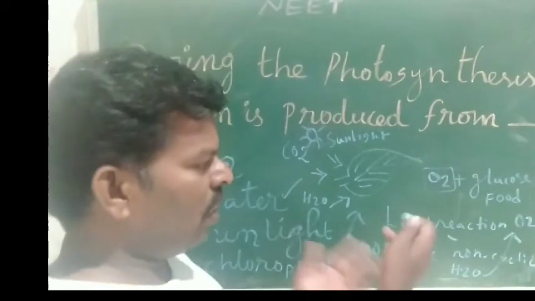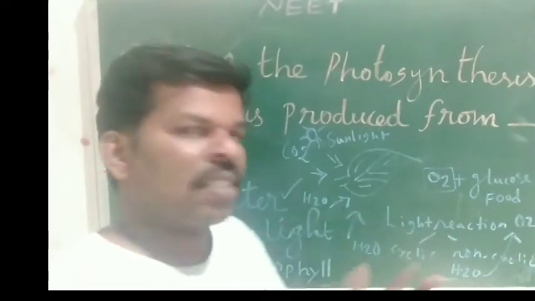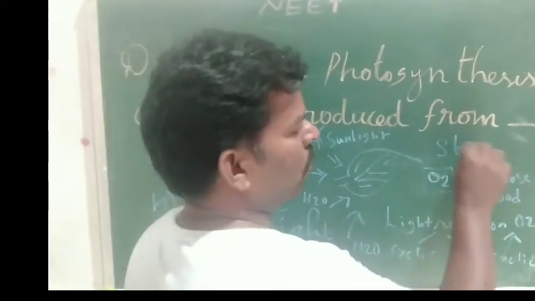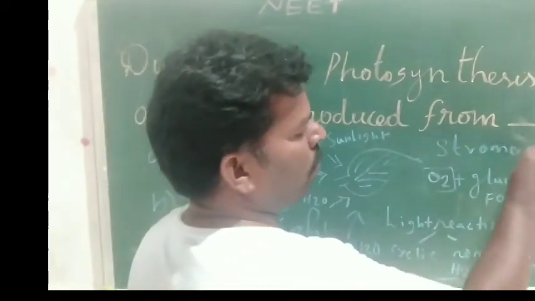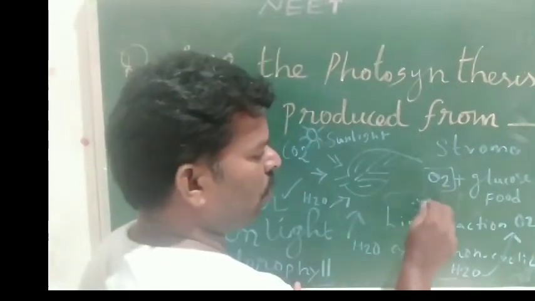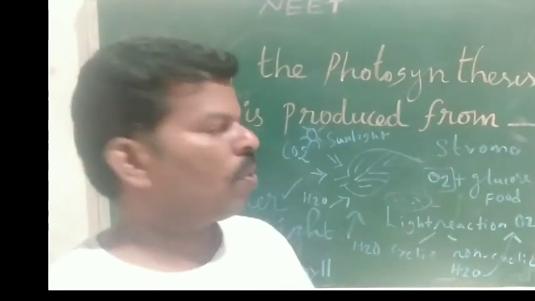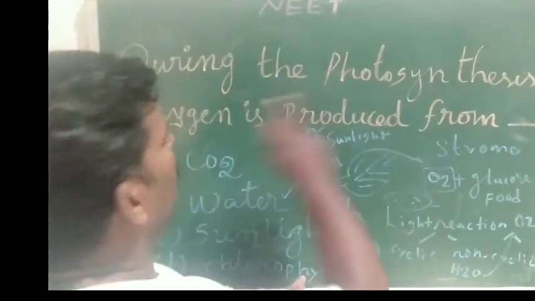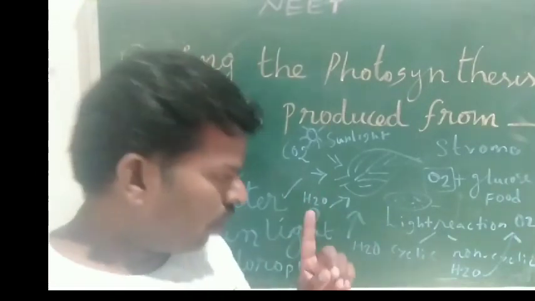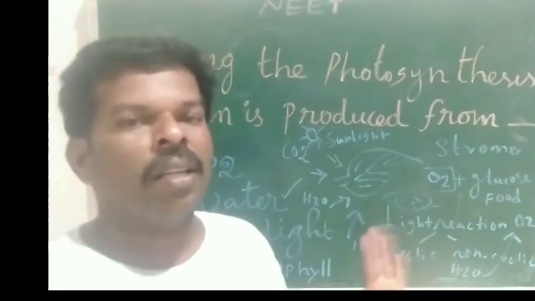Understand? That is very interesting. Both processes, light reactions and dark reactions. The light reaction occurs in the grana, and the dark reaction in the stroma of the chloroplast. The stroma is the fluid substance of the chloroplast. The answer here is water. Water is broken down in such a process, which is a non-cyclic process.